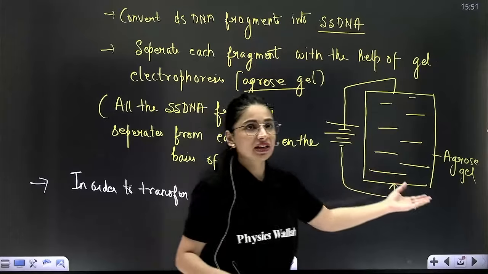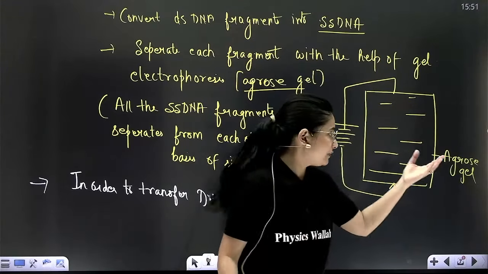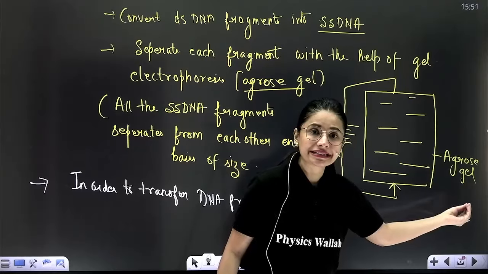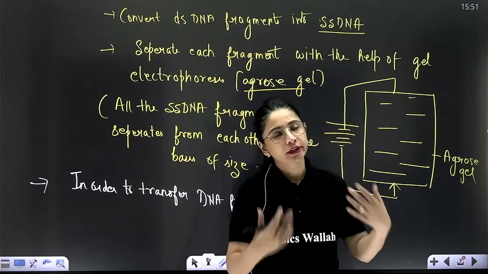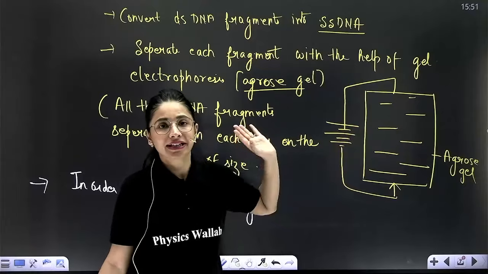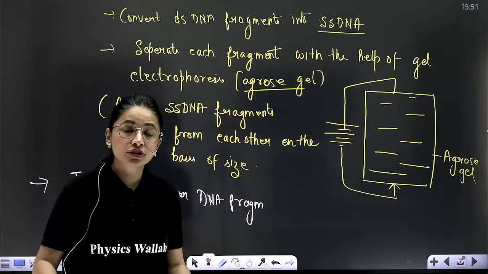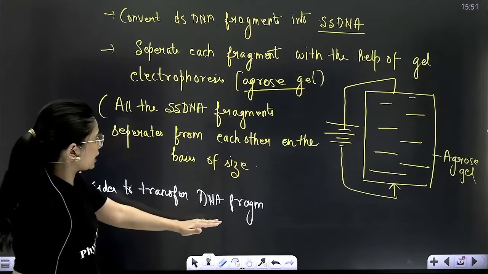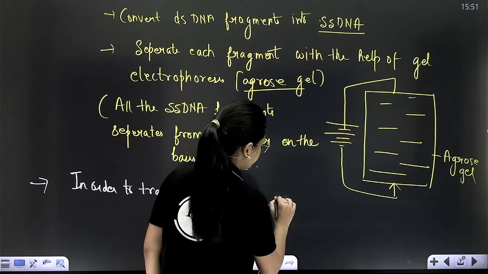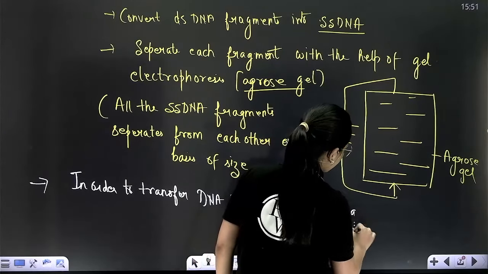Now this is weak, na? Gel to halka weak hota hai. If you just mishandle this agarose gel, it will break. And if it breaks, then your whole process till here will become waste. Again, you will have to isolate a cell. Again, you have to start the process. So just to avoid that, we need to transfer DNA fragments onto a strong base like nitrocellulose.